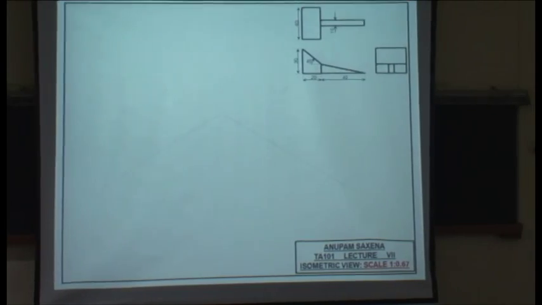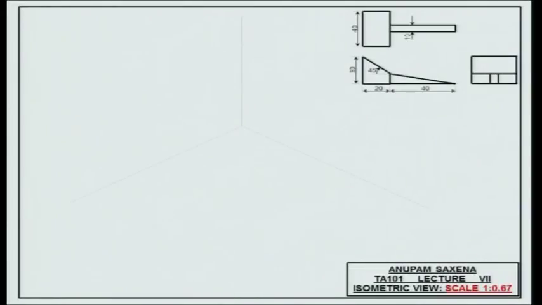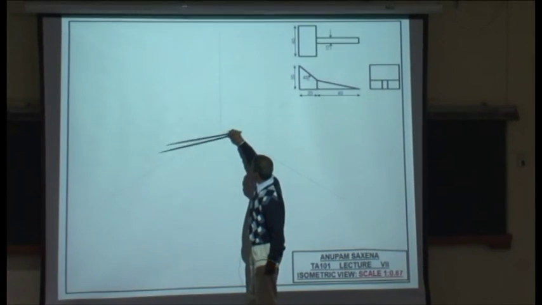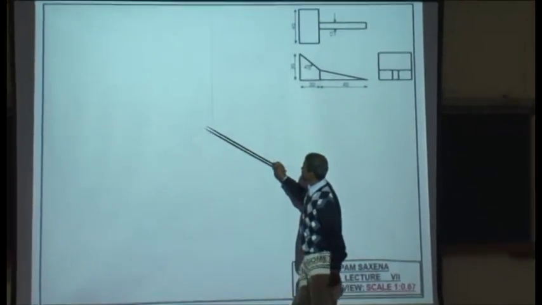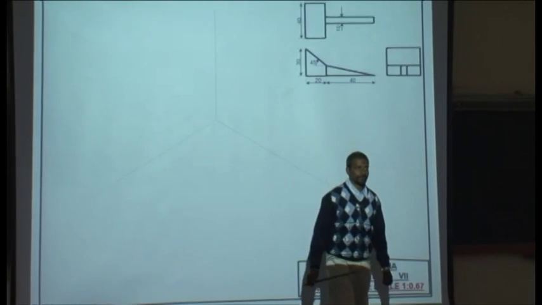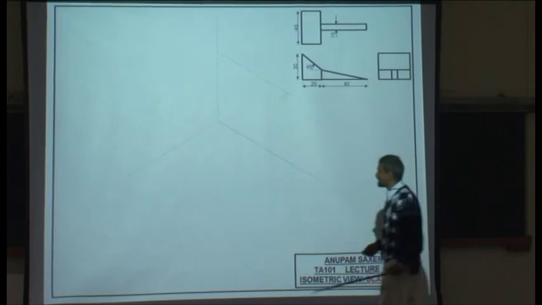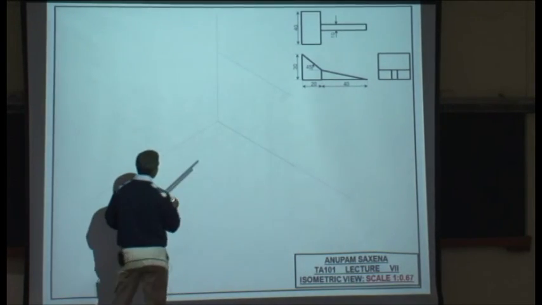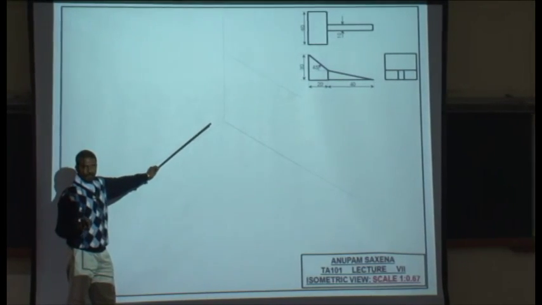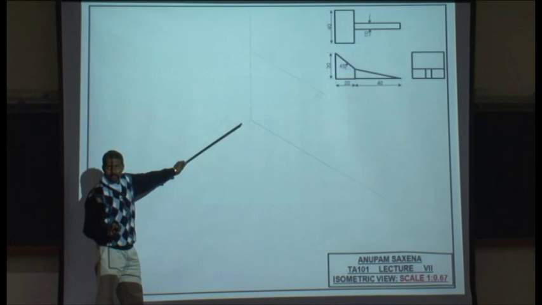Okay, I'm drawing x, y and z the other way around now. This is my x direction, which is still at 30 degrees to the horizontal. My y direction is still at 30 degrees to the horizontal, and z direction is vertical. Okay? Now, I'm keeping my length direction along the x-axis. Stay with me here. I'm keeping my length direction along the x-axis.